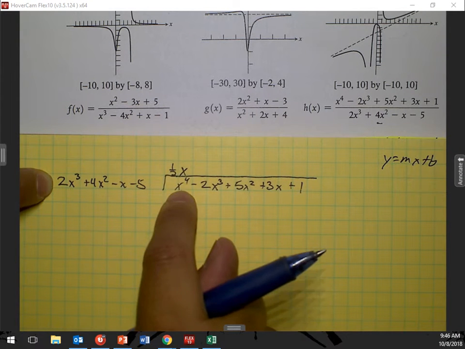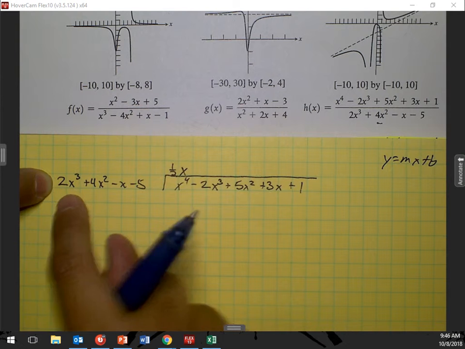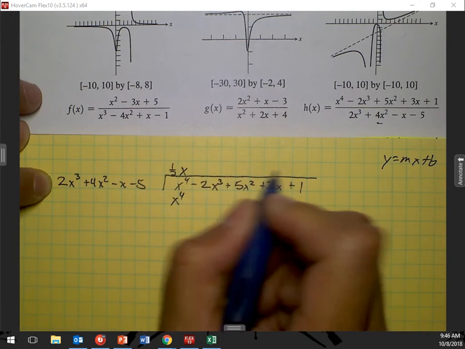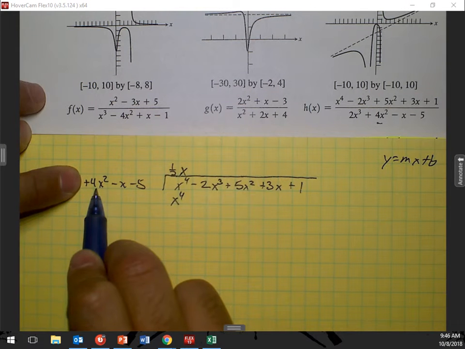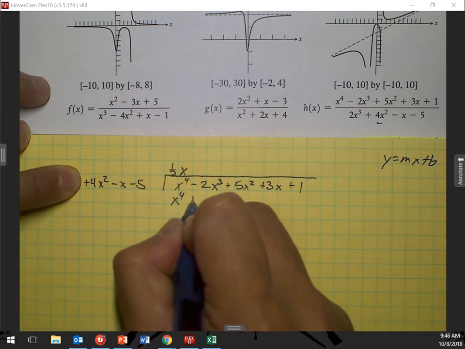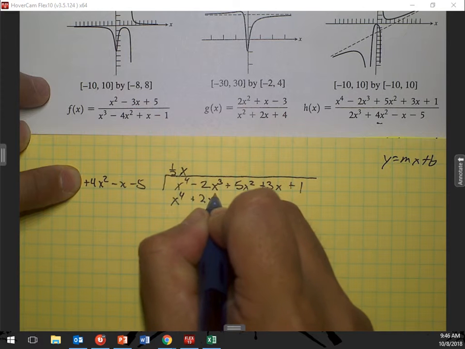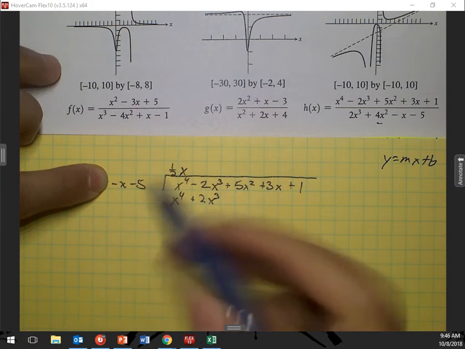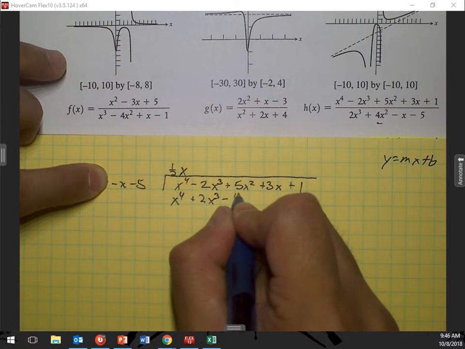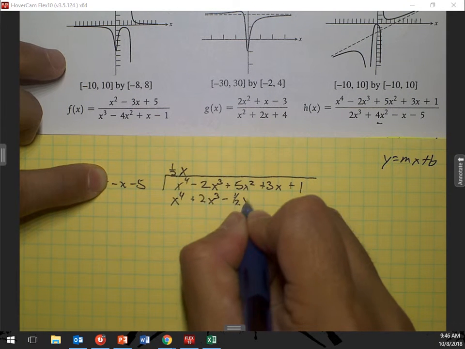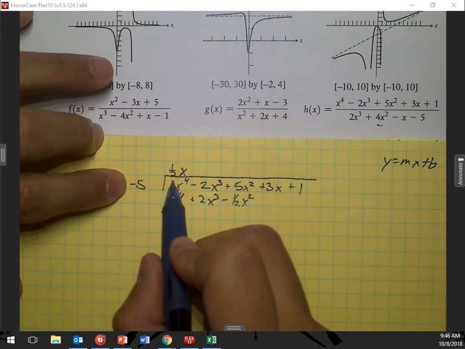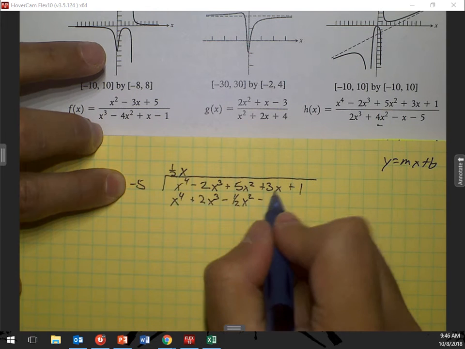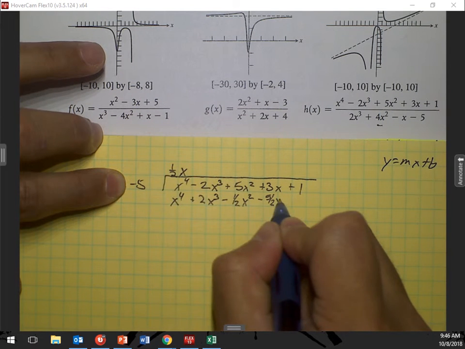So I'm going to go through and distribute this all the way across. This 1/2 times this is going to give me just x to the 4th. 1/2 times this is going to give me a positive 2x cubed. 1/2 times this is going to give me negative 1/2 x squared. And 1/2 times this is going to give me a negative 5/2 x.